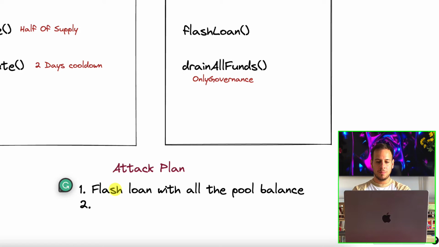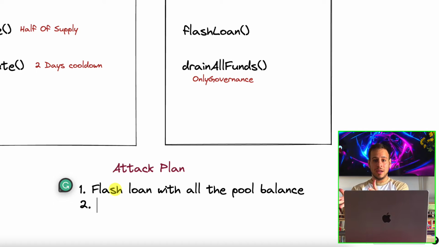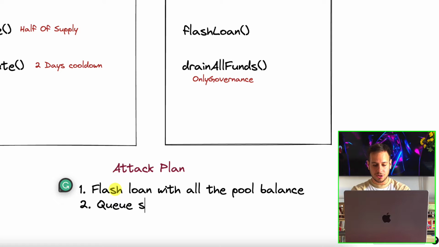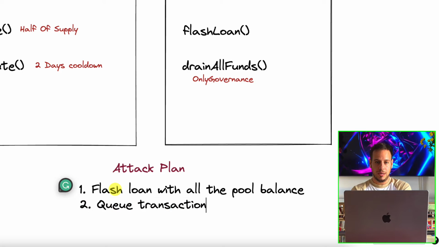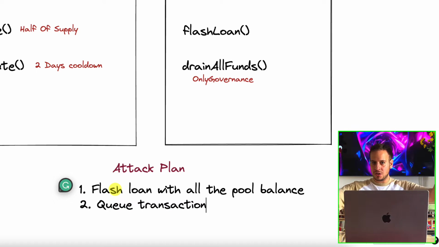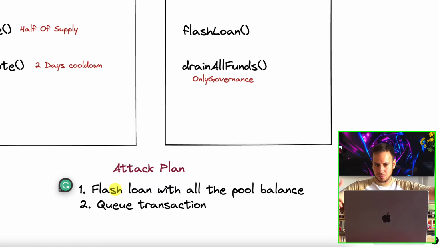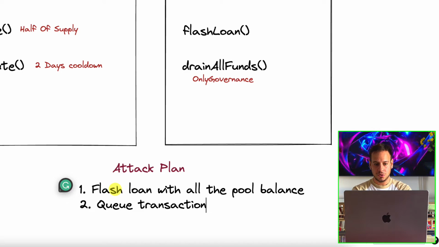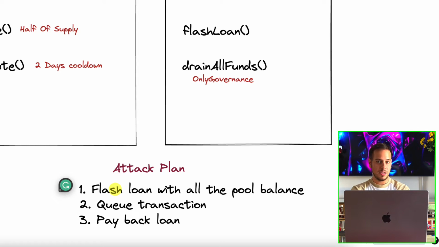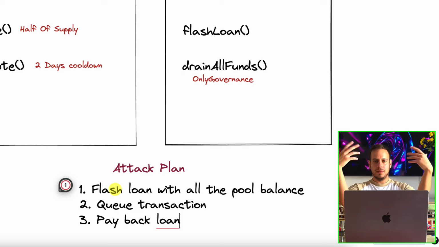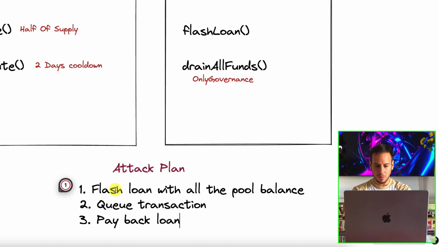Now, the second step would be, once we have more than half of the supply, you can queue a transaction, right, in the governance, because our address, the malicious contract that we will create, which will receive the funds from the flash loan, will have more than half of the supply. It will be able to add a transaction to the queue, to the governance. Now that we added a malicious transaction to the queue, we will pay back our loan, right? Because we want the transaction to succeed. After the flash loan, there is a check that makes sure that we pay back the funds. So we're gonna pay back to the pool, okay?